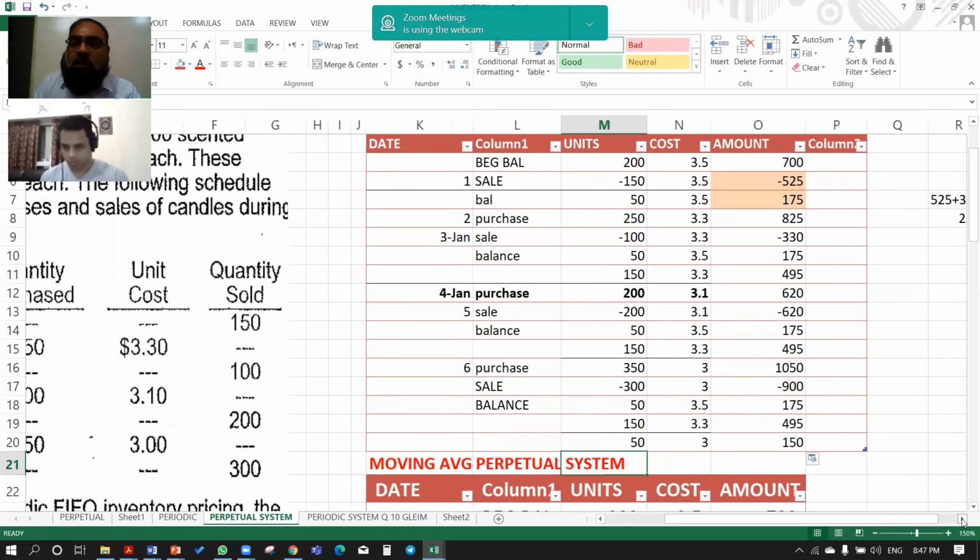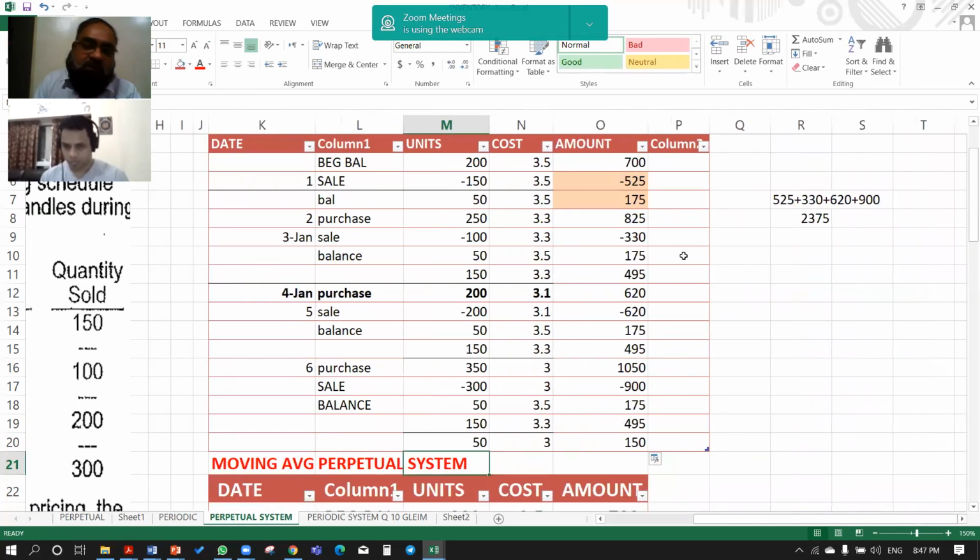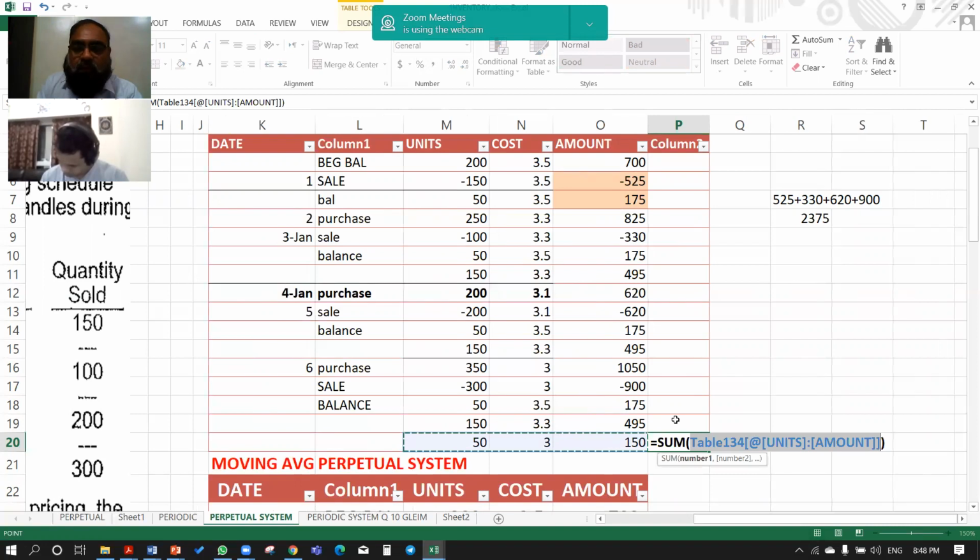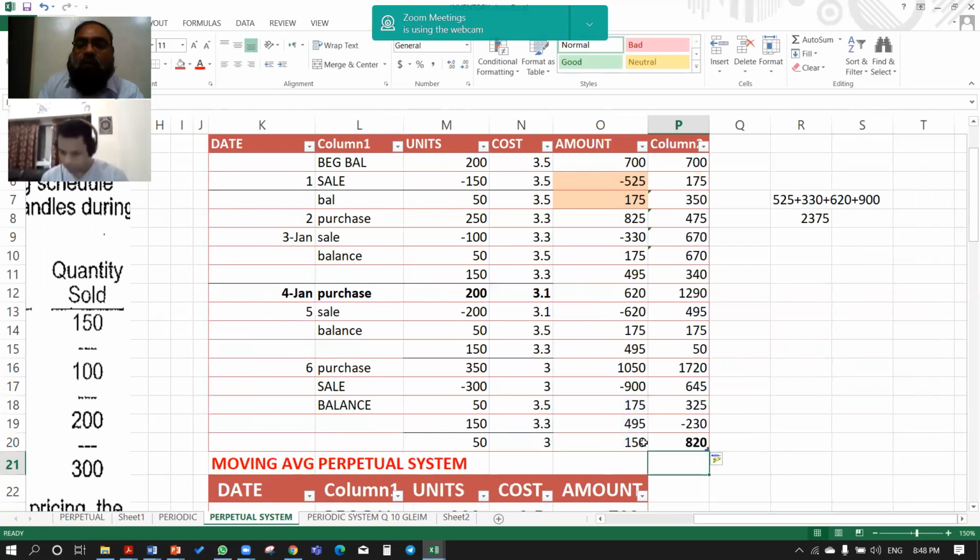If the question comes here and it says what is the ending inventory value, what will you mention? There are three lots. Total inventory of these three, yes. So let me calculate here: 175, 495, and 150. So our total is 820.